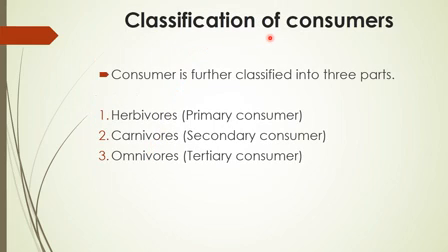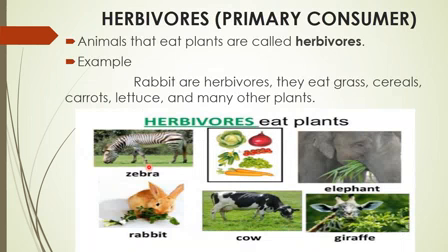So moving to the next slide, we have the classification of consumers. Consumers are classified into three parts. The first one is the herbivores, the second one is the carnivores, and the third one is the omnivores. Now we will discuss these three parts one by one. Herbivores. Herbivores are also called the primary consumers.